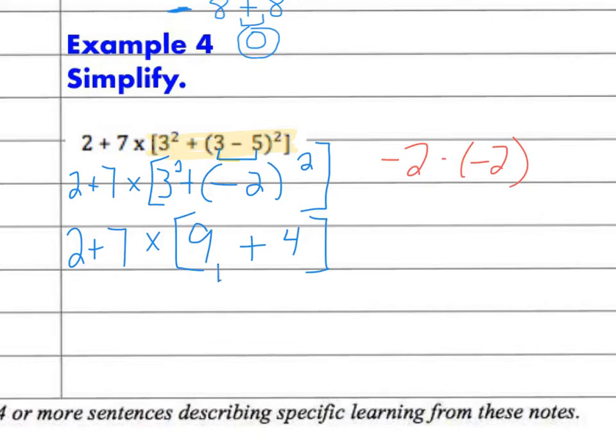9 plus 4 is 13. I still need to multiply by 7 and add 2. 7 multiplied by 13 is 91, and 91 plus 2 is 93.